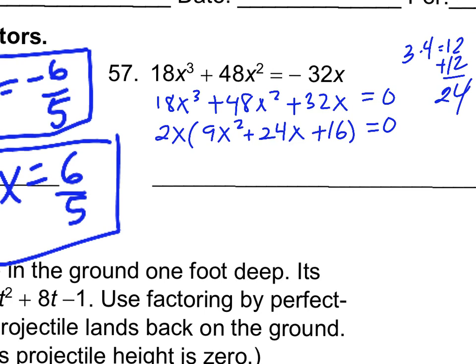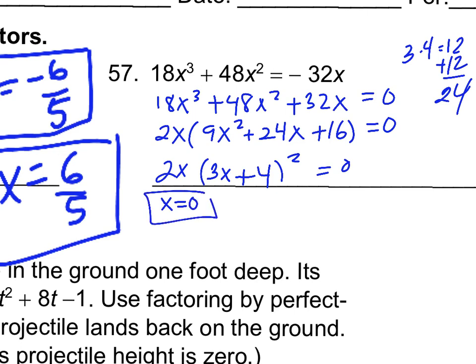So that means this is going to work as a perfect square. So I'm going to keep my 2x and I'm going to make this a perfect square. And so I'm going to get 3x with the sign in the middle, which is a plus, and the square root of 16, which would be 4. And so our answers here, since it has a variable, it's going to give me an answer, x equals 0. That's my first answer. And my second answer is negative 4 divided by 3.